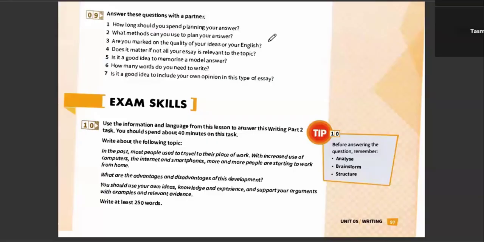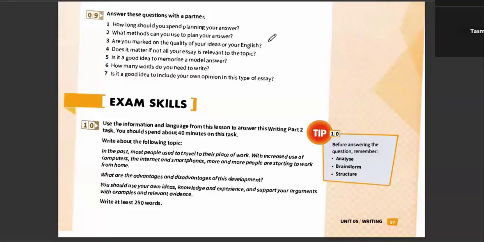So you should use your own ideas, knowledge, and experience and support your arguments with examples and relevant evidence. This one point was missing from this whole lesson, and I also did not mention it earlier. It's not necessary that for all topics that will be given to you, you will have examples for each of the ideas that you have. But if you get any relevant example according to the topic that you're discussing, or the advantage or disadvantage that you're talking about, you can add an example in short.